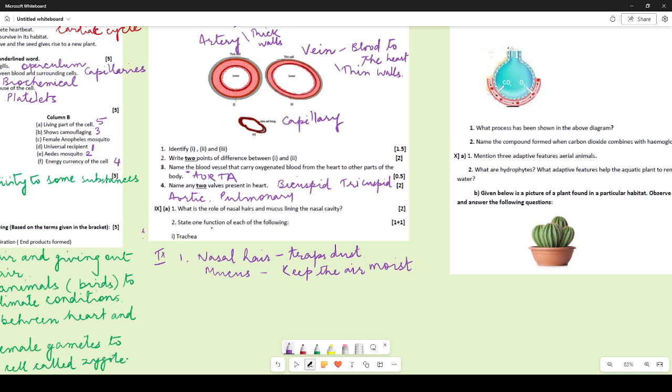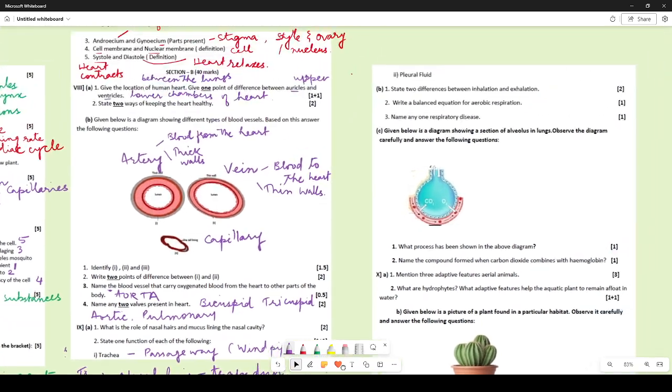State one function of each of the following. Trachea, it is the passageway. It is also called the windpipe, right? So what is the function of the windpipe? It helps the air to pass from the nose through the throat to the lungs. So this is the passageway for the air to move to the lungs.